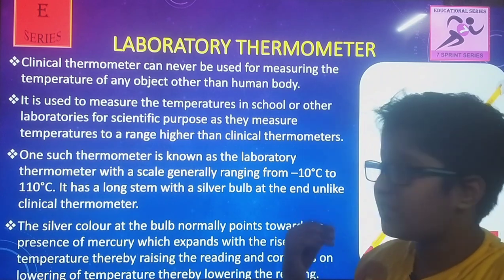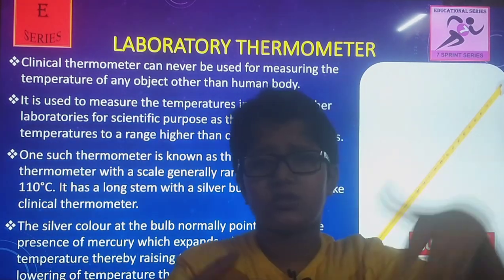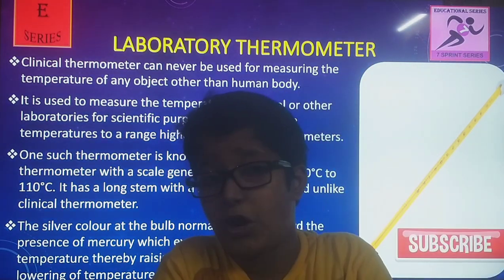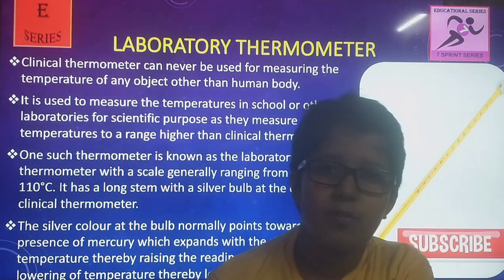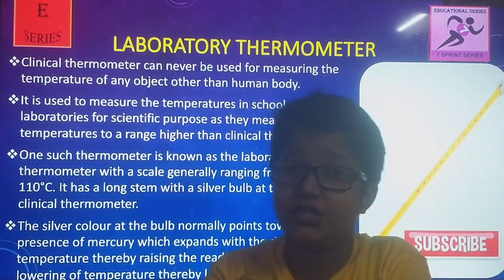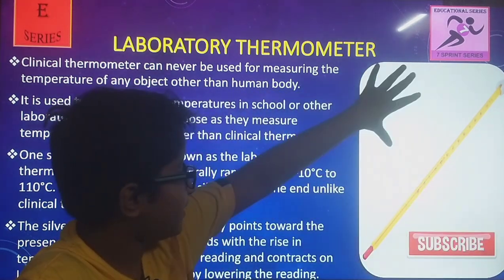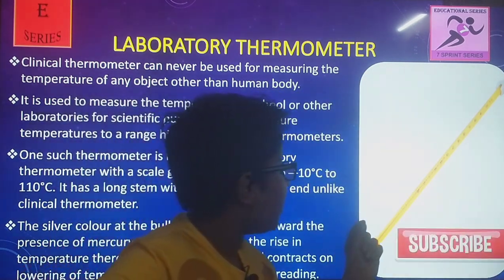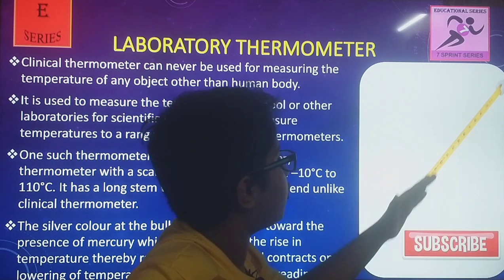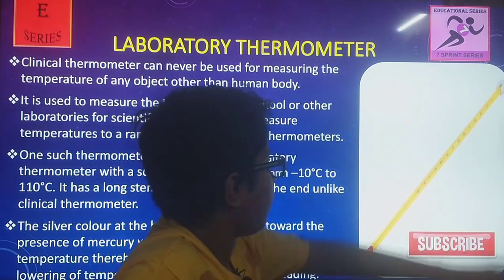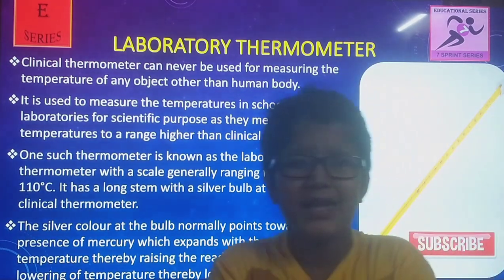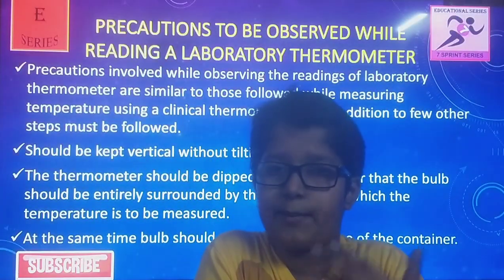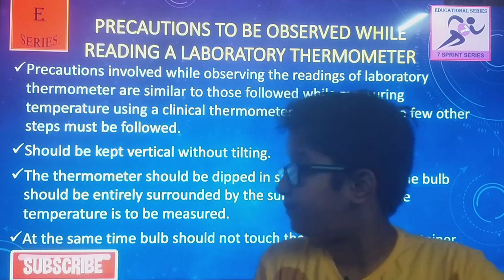As it has a very big range, it's not suitable for use on the human body. It's usually used in laboratories and experiments where you need to measure such a high temperature range. So here you can see the mercury, and according to the temperature it grows up to here. It's quite big. And the mercury, same as in the clinical thermometer, is silver colored.